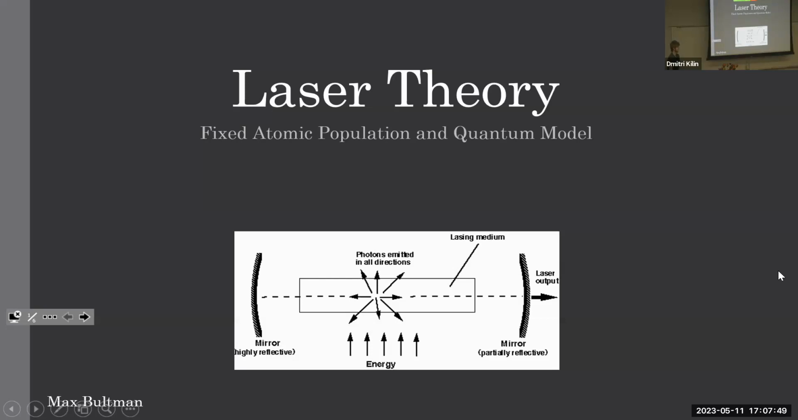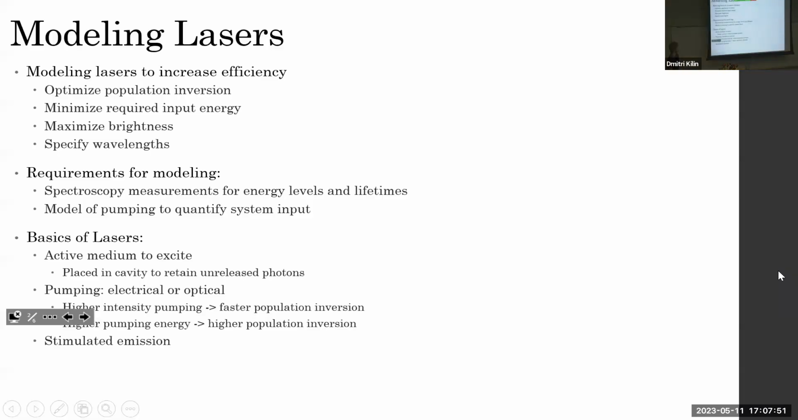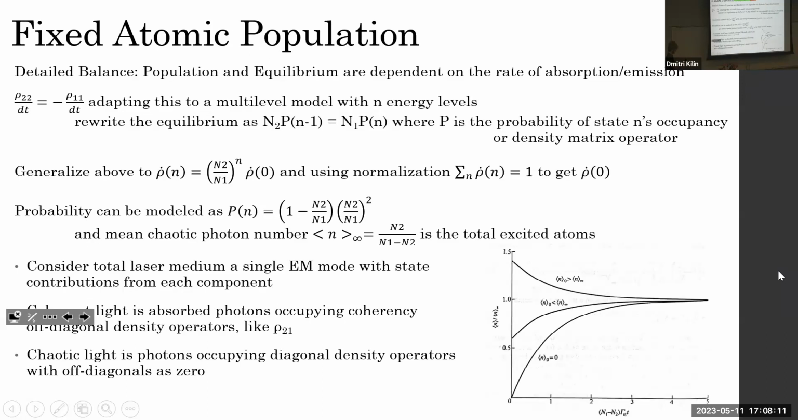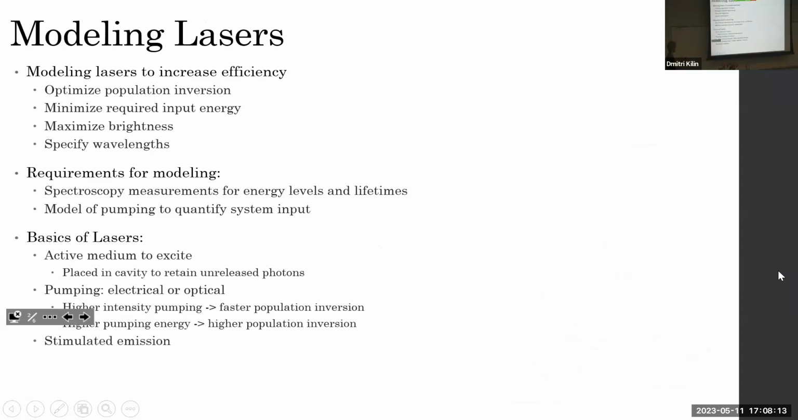So quickly, just to briefly overview why we want to model lasers: so we can increase their efficiency, maximize the population inversions, get different wavelengths, maximize the brightness, and minimize how much energy we have to input. Whenever we want to apply these models to real situations, we have to have spectroscopic measurements for whatever our active medium is, so we can know their energy levels and the lifetime of the states.